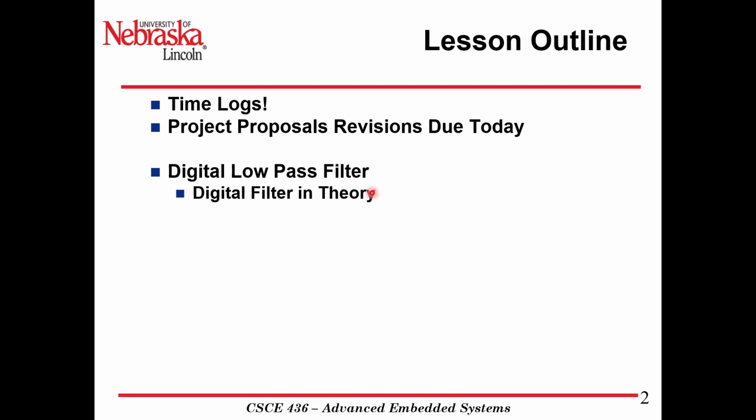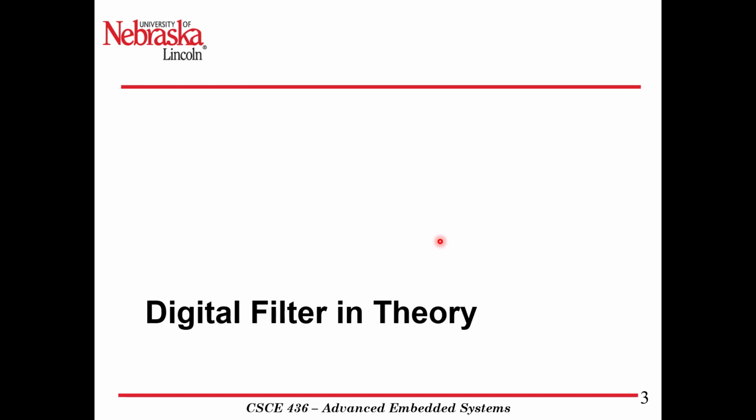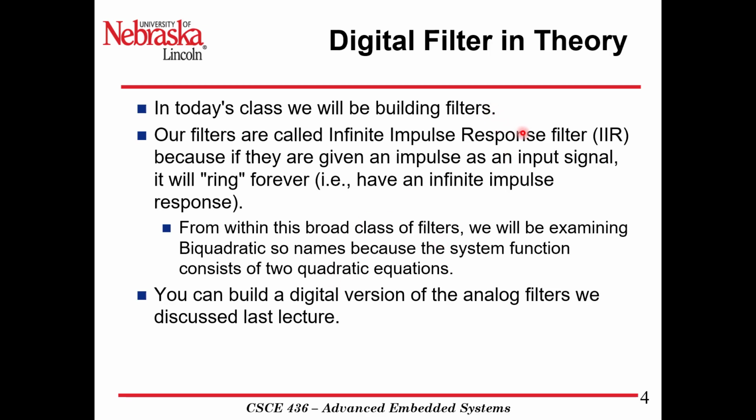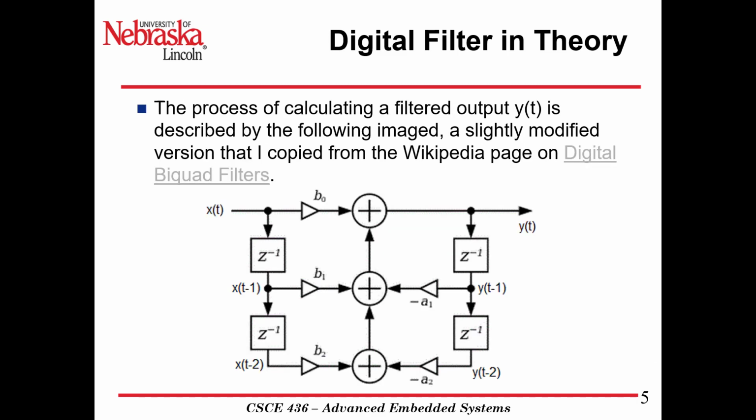All right, so we're going to talk about digital low-pass filters and digital filters in theory. We're going to be talking about how we build filters. We're going to build a filter called an infinite impulse response filter, IIR, because when given an impulse as an input signal, it'll ring forever, have infinite impulse responses. This IIR is from within a broader class of filters called biquadratics, so named because they have two quadratic equations in them. We're going to build a version of the analog filters that we talked about last time.